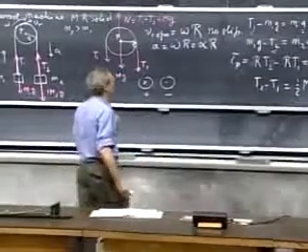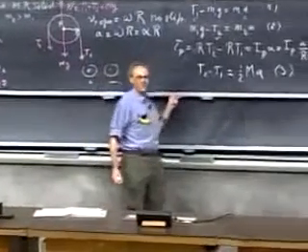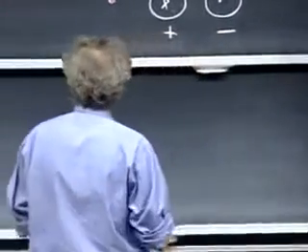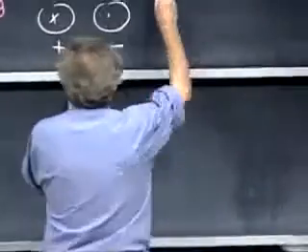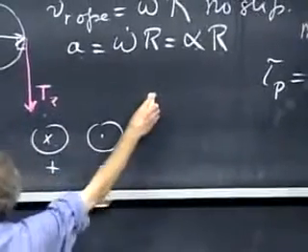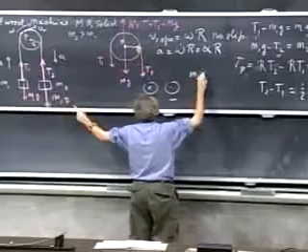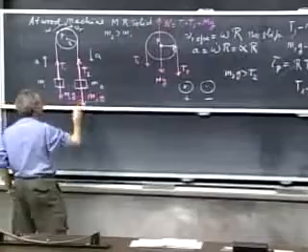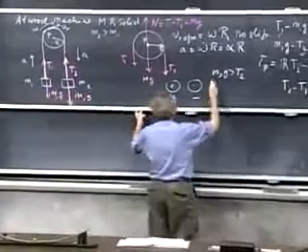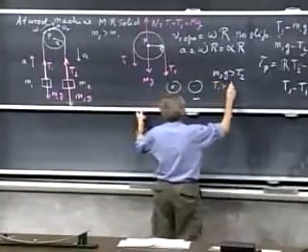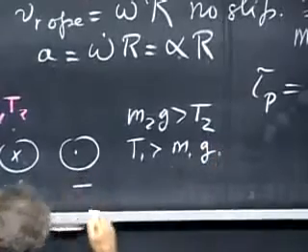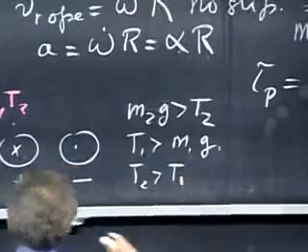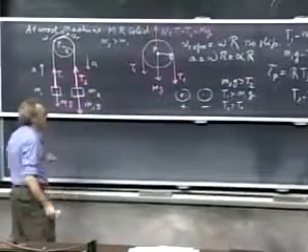If you find a result, you should always do a little bit of testing to make sure that your result makes sense. You should make sure that M2G is larger than T2. That's a must, otherwise it's not being accelerated down. You should also check that T1 comes out larger than M1G. That's also a must. And you should also check that T2 is larger than T1, otherwise the pulley wouldn't rotate in the clockwise direction.